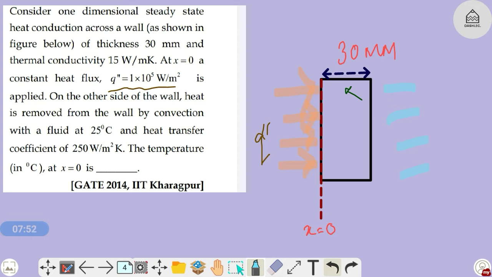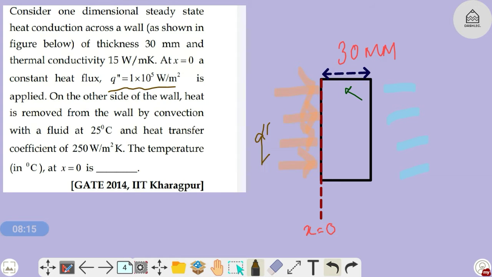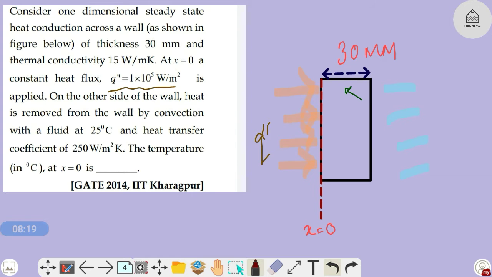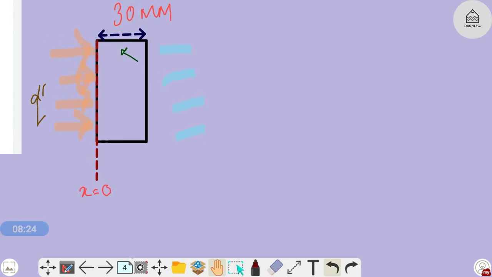So to solve these types of questions, we first need to do the electrical analogy, and we need to draw the resistance diagram. So now I'll draw the resistance diagram for this. I'm drawing it here for your convenience. Okay, I'm drawing the resistance diagram for this.